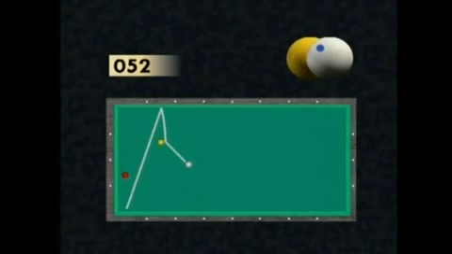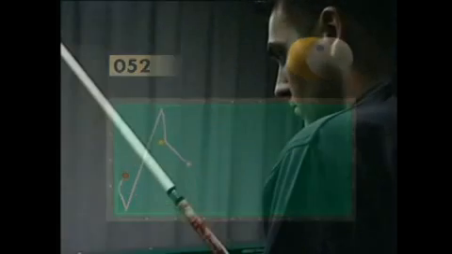The major difficulty in this point is simply to recognize it. This is a cut shot doubled at the long cushion. It is played easily with natural reflection and some left English.